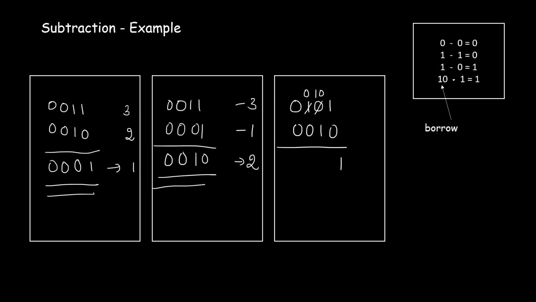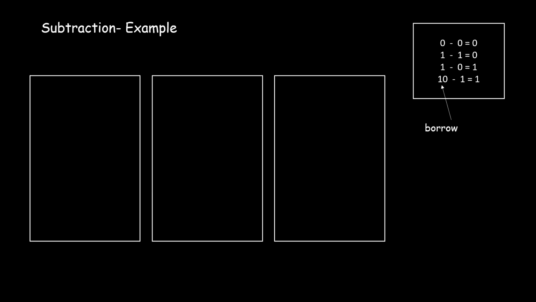1 0 is here, the rule is here, 1 0 minus 1 is a 1, that is 2 minus 1 is a 1. Now here I have 0, 0 minus 0 is a 0, this is also a 0. 1 0 1 was a 5 in decimal, this was a 2 in decimal, so you're getting a 3 in decimal as your answer.